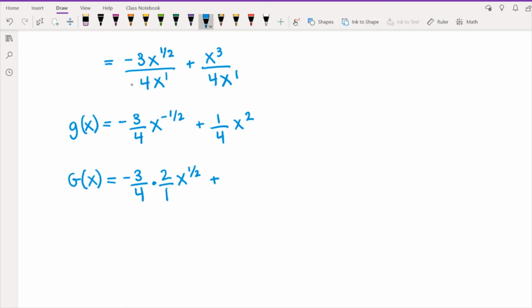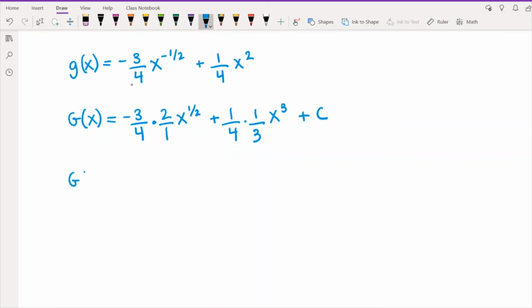So next part here, we have 1/4. I'm again going to pull that to the side, and we're going to take the antiderivative of x squared. So that's going to be x cubed, and then we have a 1/3. And then we have plus c.